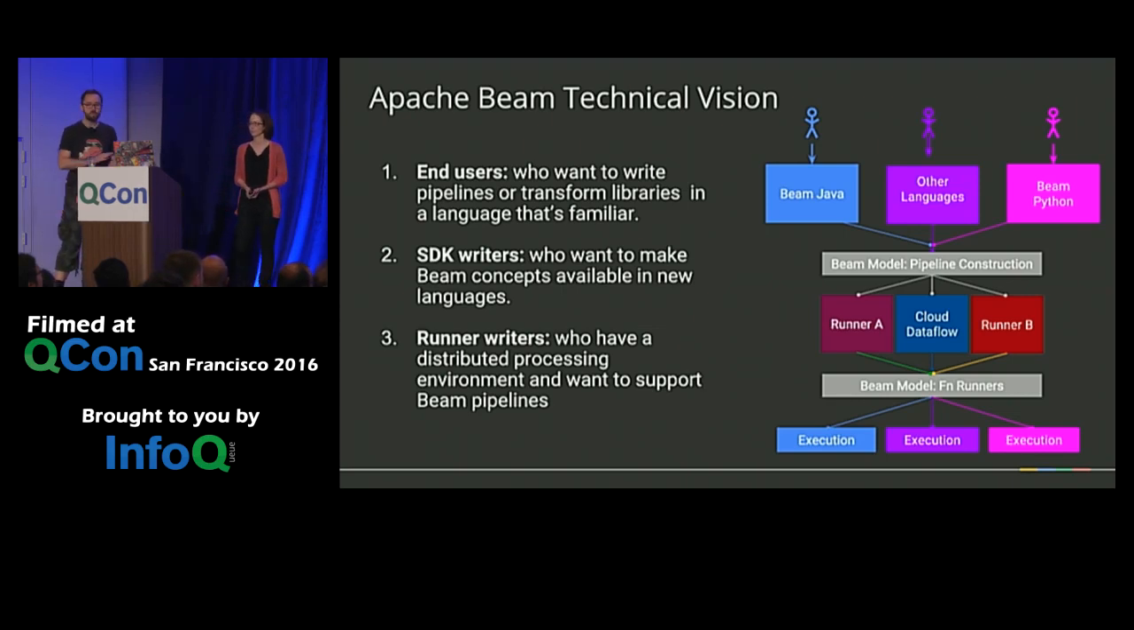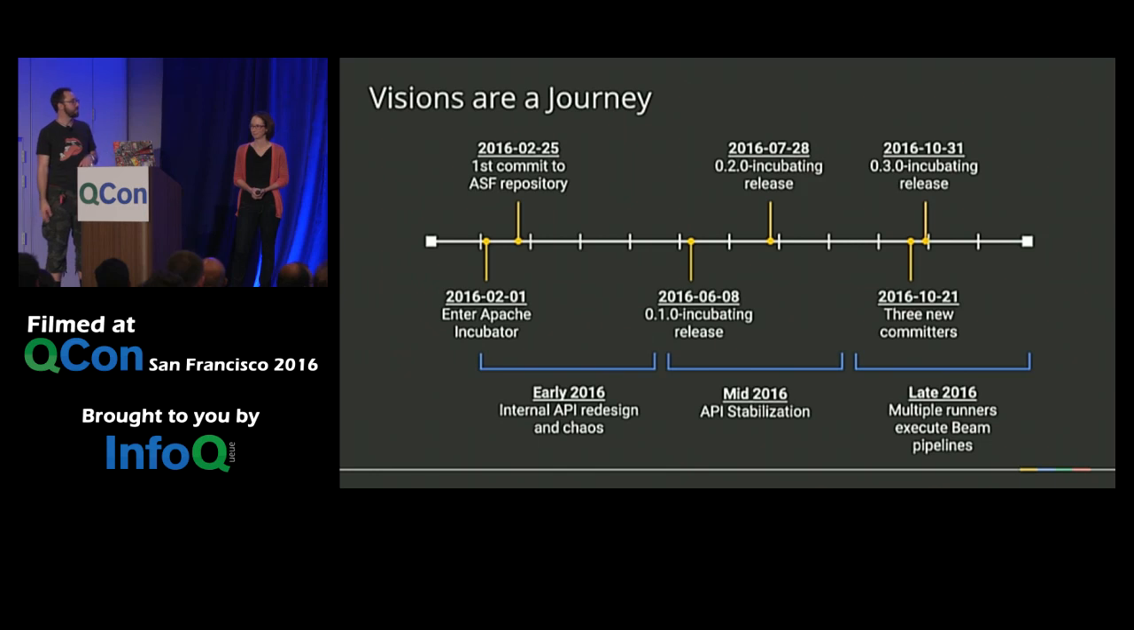So having a vision and reaching it, though, are two very different things. So Beam entered incubation in very early February of this year, and then very quickly after, we dumped 48,000 lines of initial code into the Apache repository. So what followed then was a period of chaos, de-Googlification, generalization, a lot of work around making this into an actual system that can be worked on by a large community outside of Google in a very general way.